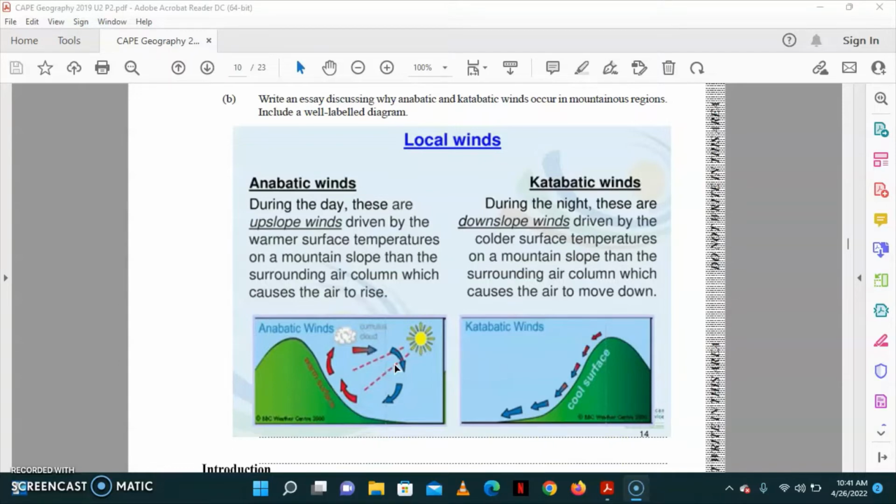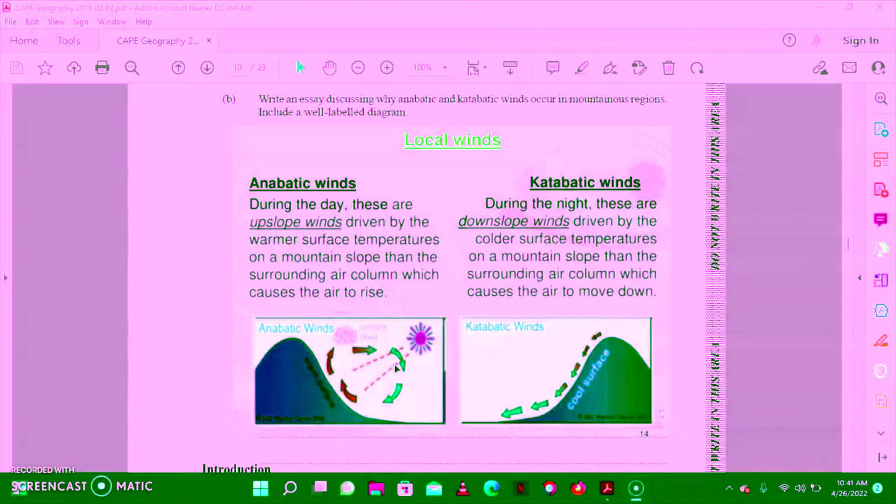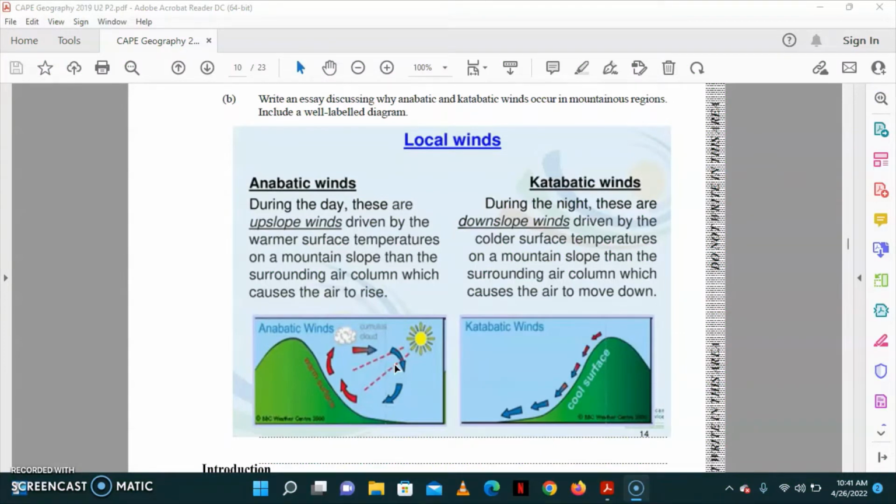Anabatic and katabatic winds form part of a microclimate of a mountain region, because remember that both types of wind help to basically determine the microclimate for that mountainous region. Now, after introducing the two types, you're going to go into the body of your essay, where you're basically going to discuss the two different types of wind.